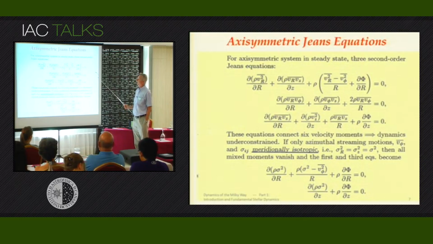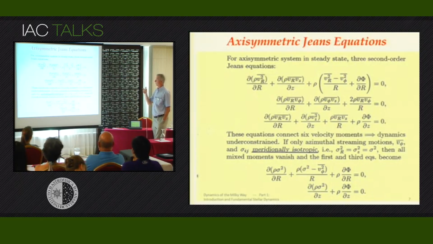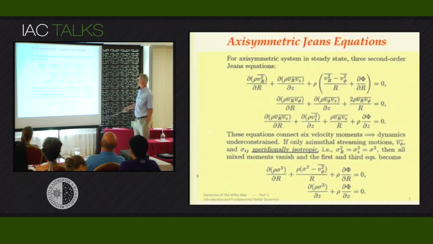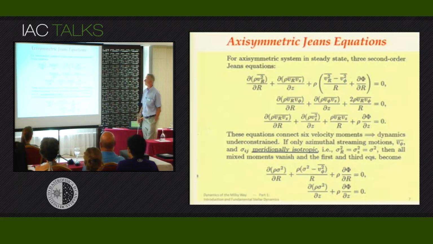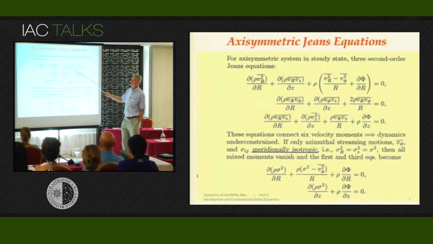So now let's go to the axisymmetric Jeans equations. Here we end up having three equations, because of the various mixed moments that remain under the symmetry assumption. But these three equations now relate six quantities. You can see what these six quantities are. There's the radial velocity dispersion, V_R squared. There's the mean square velocity in the tangential direction around your symmetry axis. And there's the mean square velocity dispersion in the vertical direction along the symmetry axis.